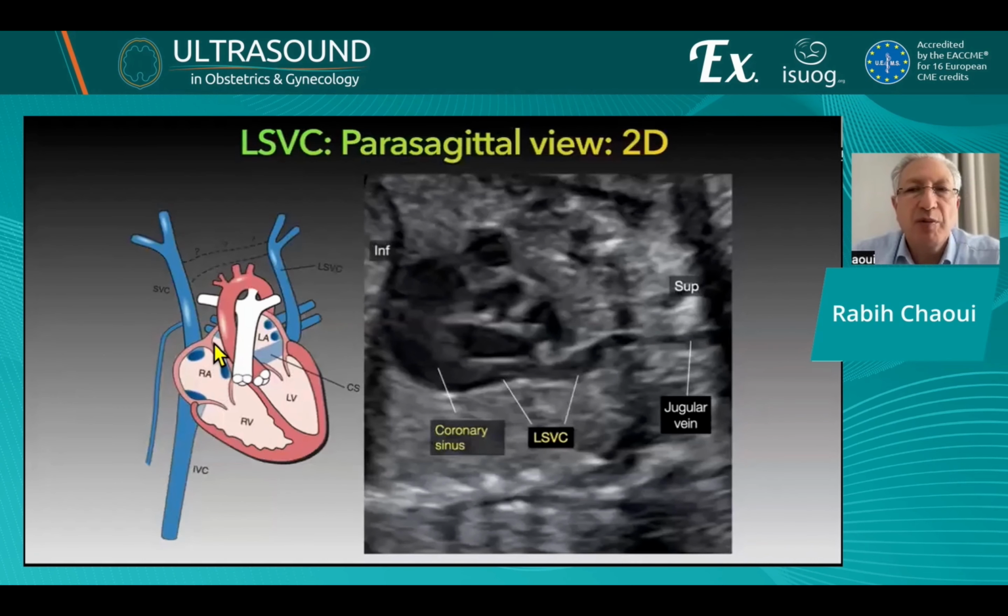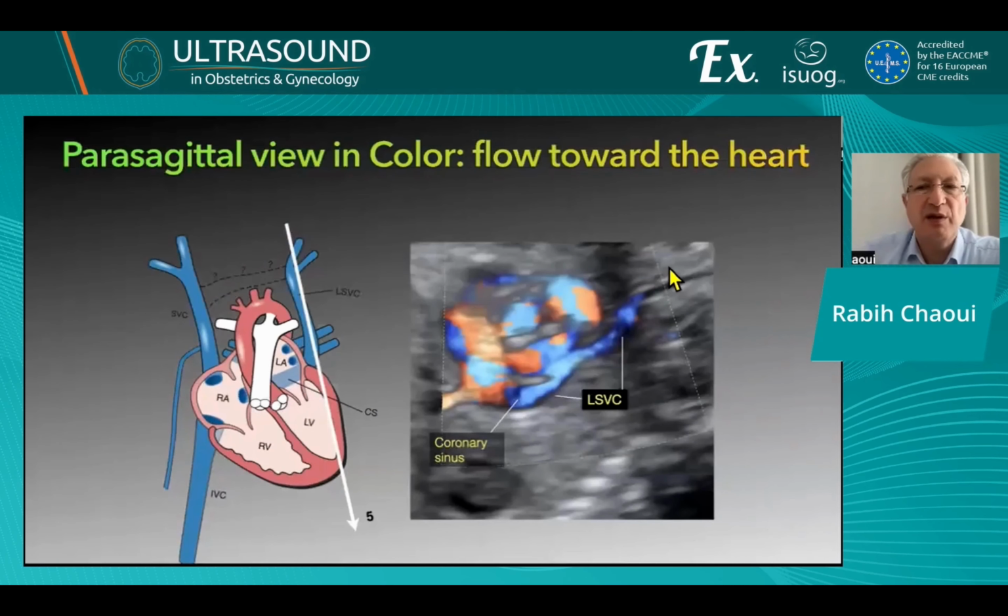Now, turning the probe into a more parasagittal view, because it is on the course on the left side, you see the left superior vena cava draining into, it looks like, the left atrium, but it's under the left atrium toward the right atrium. By adding color Doppler, you see that the flow is going from up to down, that means from the neck toward the heart, which is helpful in differentiating this from vertical veins going up into the thorax in abnormal lung vein drainage of supracardiac type.